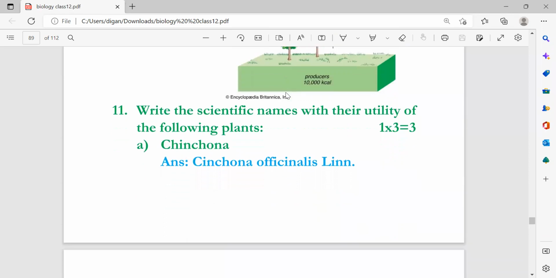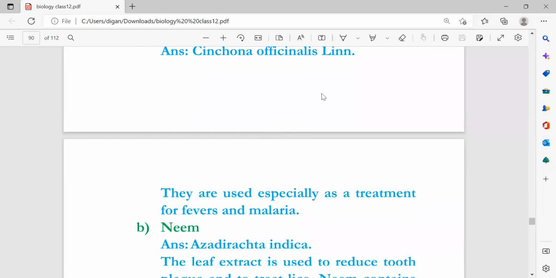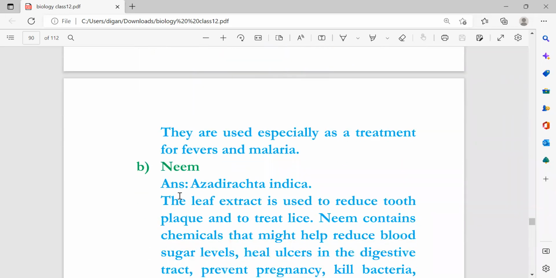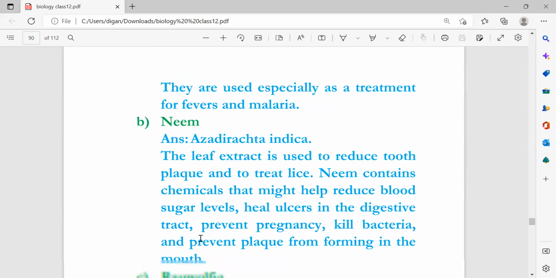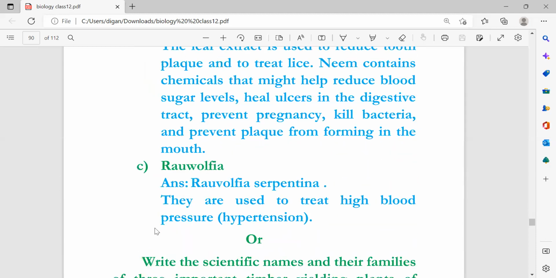Write the scientific name and the utility of the following plants. So these three plants are given. First one is Cinchona. This is the scientific name of Cinchona, Cinchona officinalis Linn, and it is used specially as a treatment for fever and malaria. Next is neem. This is the scientific name of neem, and this is the medicinal use of neem. Means neem is used to control the blood sugar level, heal ulcers of the digestive tract, etc. Next is Rauwolfia. Scientific name is Rauwolfia serpentina, and it is used to treat high BP.